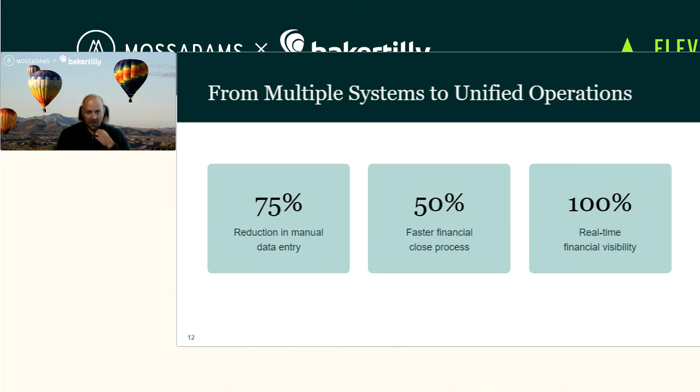So just some overall numbers here from going from multiple systems down to one unified operational system. You can expect to see about a 75% reduction in manual data entry, a 50% faster financial close process, and of course you're going to get that 100% real-time visibility. Those are going to be really the key things to expect at minimum when you switch from a multi-system environment down to a unified data system.